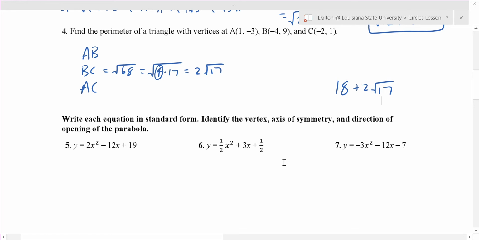For the next group, again, the directions were wrong. It said write each equation in standard form. I want them in vertex form. Then identify the vertex, axis of symmetry, and direction of opening of the parabola. So let's do number 5.